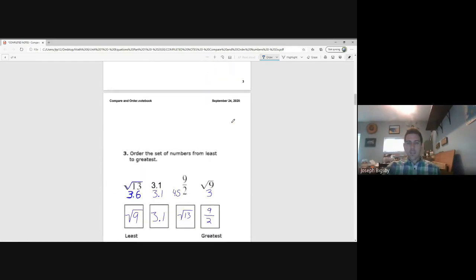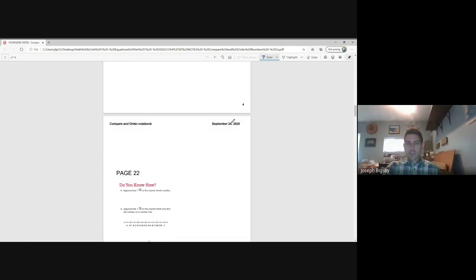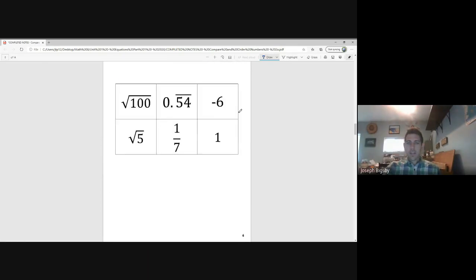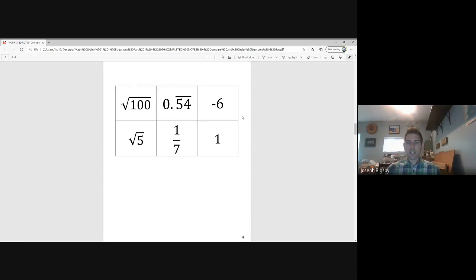We did a couple examples in class, and let's try one together here. So using these 6 numbers, let's write them in order from least to greatest. The first step is to write each of these numbers in decimal form so we can easily compare it. The square root of 100 is actually just 10. So let's write down 10.